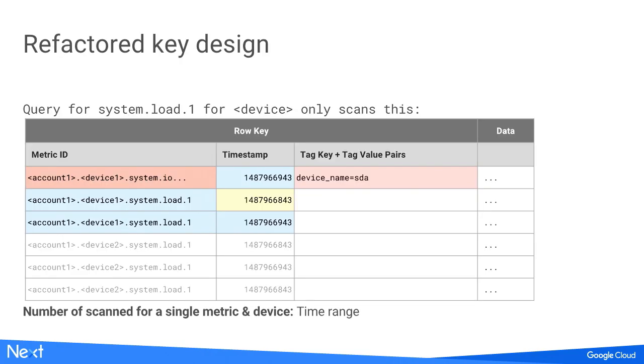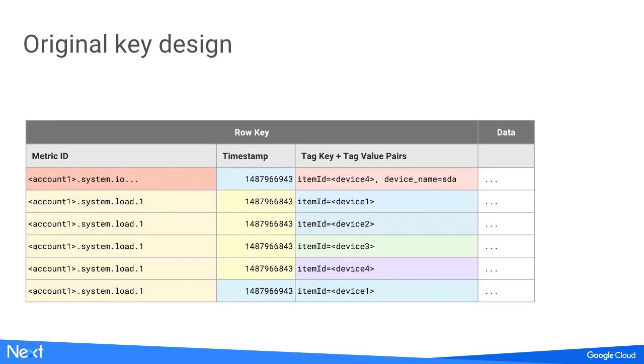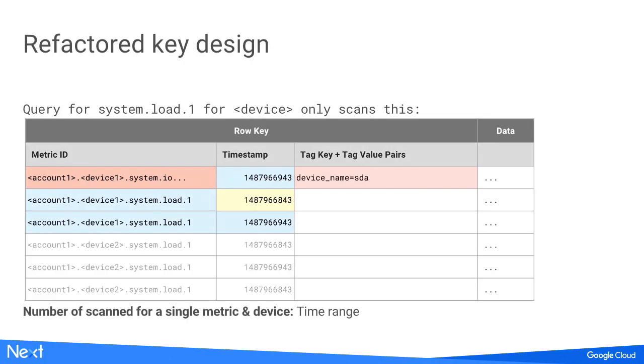But it meant that instead of querying every single row, the scan only has to do work based on the time range. So this is what it looks like with the refactored key design. If we compare it to the original key design, you can see that the amount of data that has to be scanned is significantly reduced.